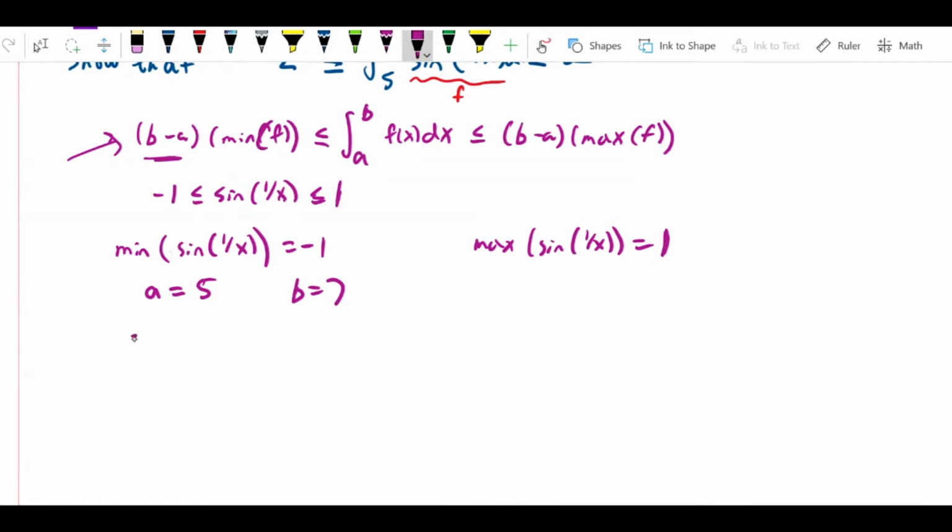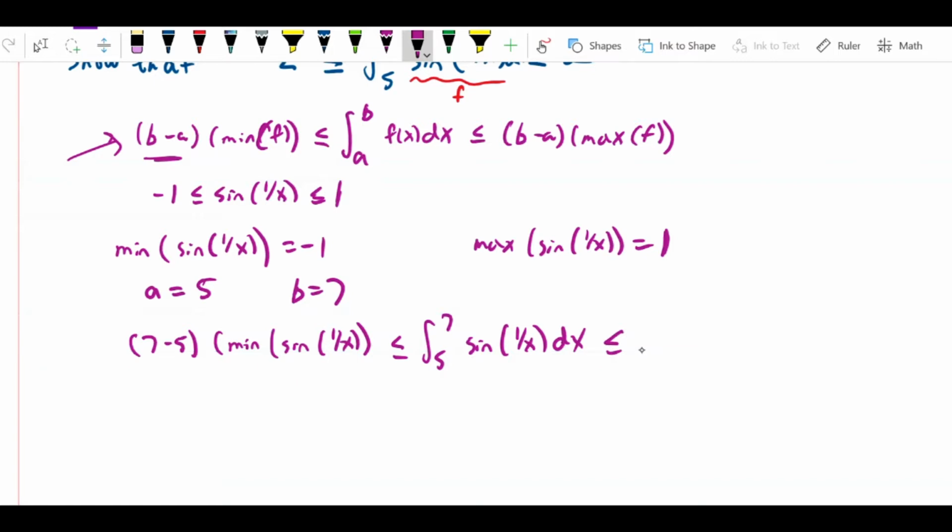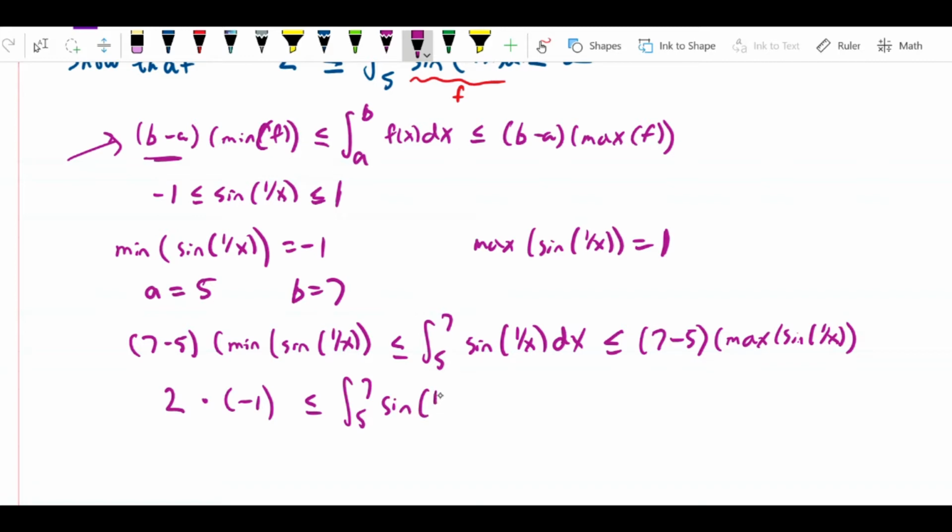That's going to be 7 minus 5 times the min of sine 1 over x is less than or equal to the integral from 5 to 7 of sine 1 over x dx, which is less than or equal to 7 minus 5 times the max of sine of 1 over x. So that gives us 2 times -1 is less than or equal to the integral from 5 to 7 of sine of 1 over x dx, which is less than or equal to 2 times 1.